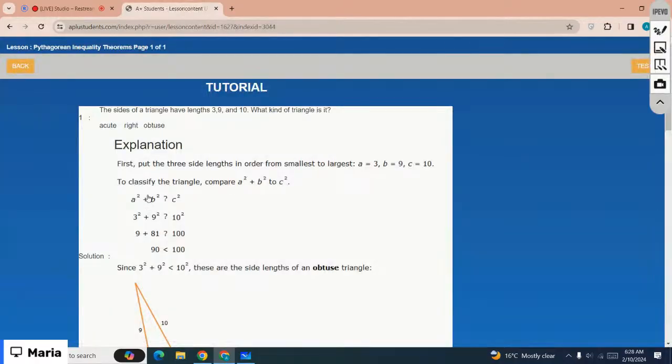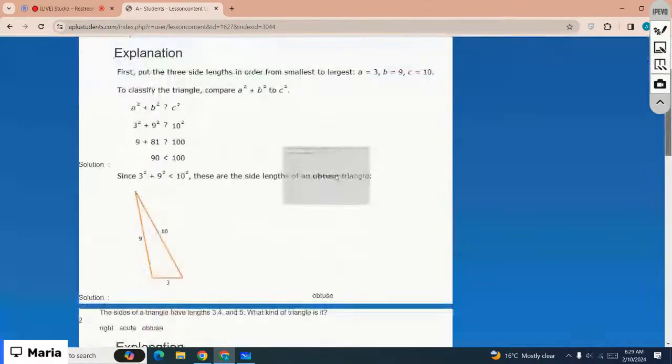You are given the side lengths, you have to see if the triangle is a right triangle, acute or obtuse, right? Basically, you have to apply the Pythagorean theorem. If the sums of both sides are exactly equal, that means it is a right triangle, right? And if the sum of squares of the two sides is less than the square of the hypotenuse, that means it is an obtuse triangle.